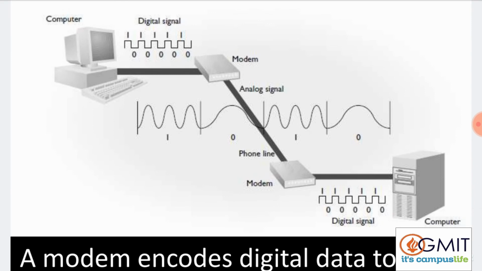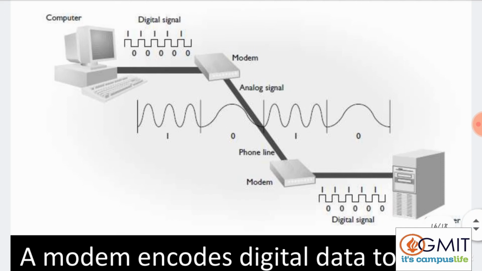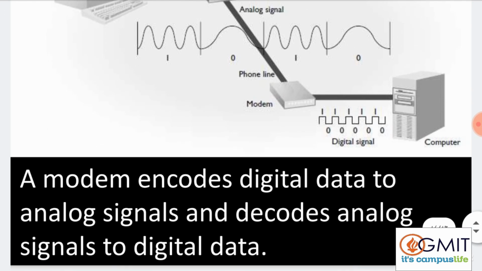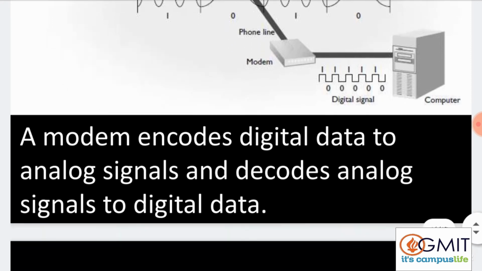You can see how the modem encodes the digital data from the computer: digital signal through modem, analog signal, and then phone line, modem, again digital signal to computer. So you can see this is a very good example or picture. This is visible, right? I think yes. A modem encodes digital data to analog signal and decodes analog signal to digital data.